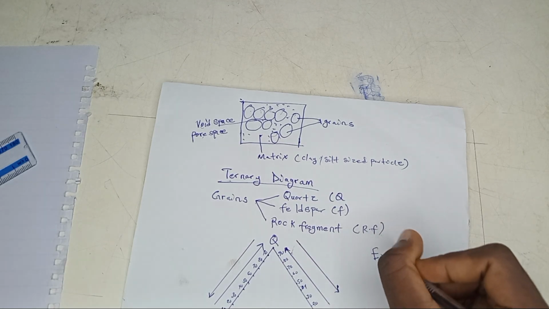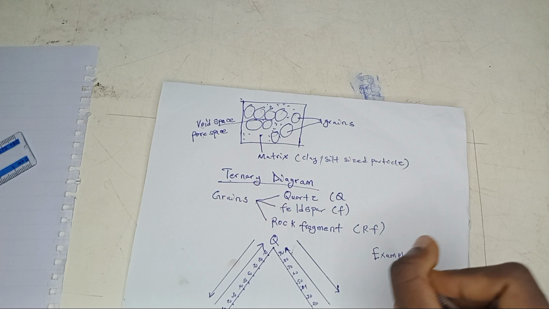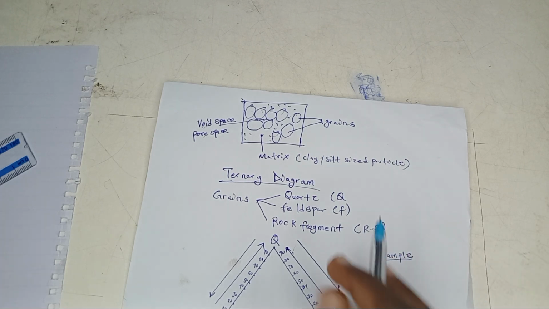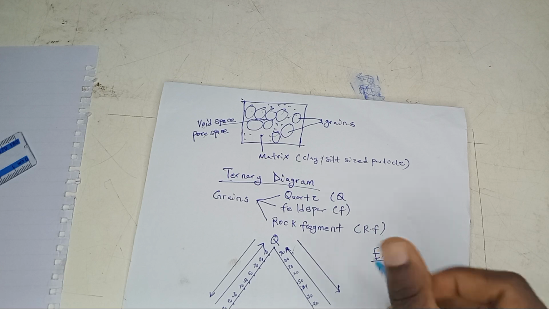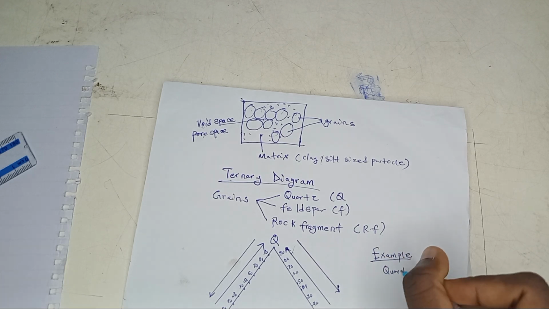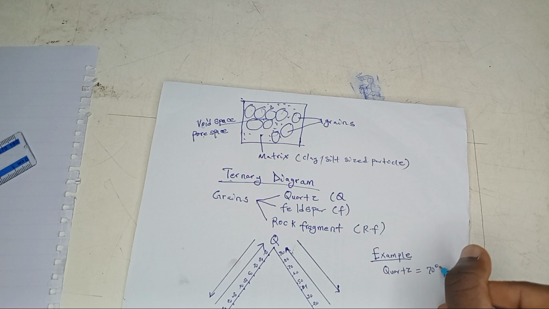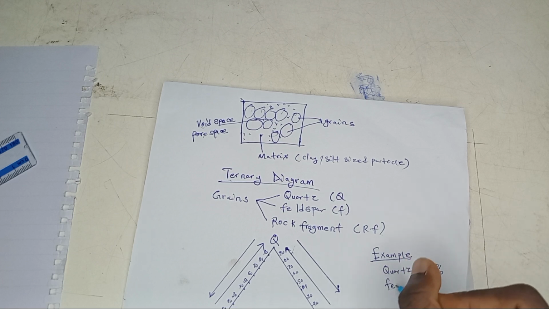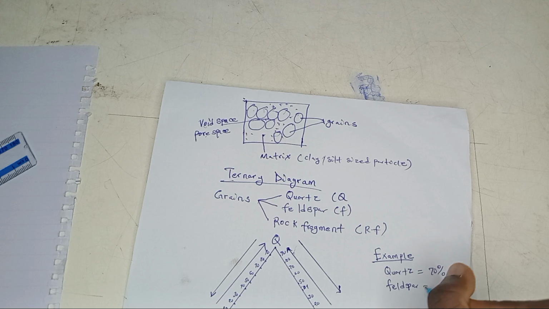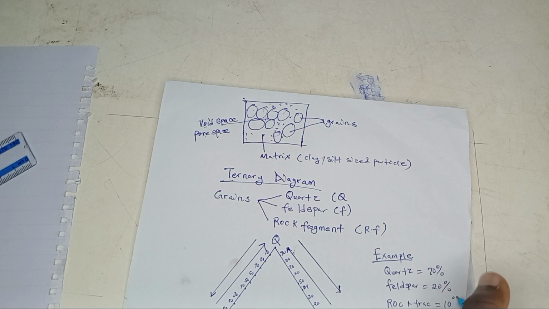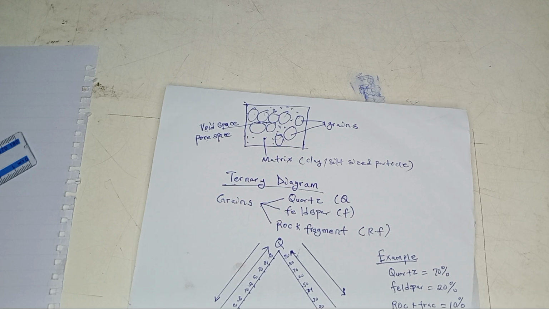Good. So, an example of plotting your grains on your ternary diagram. For example, given that you did a sampling on a sedimentary rock and you got quartz is 70%, feldspar is 20%, and rock fragment is 10%. So always make sure that the sum of all your grains should lead to 100. It must always be like that.